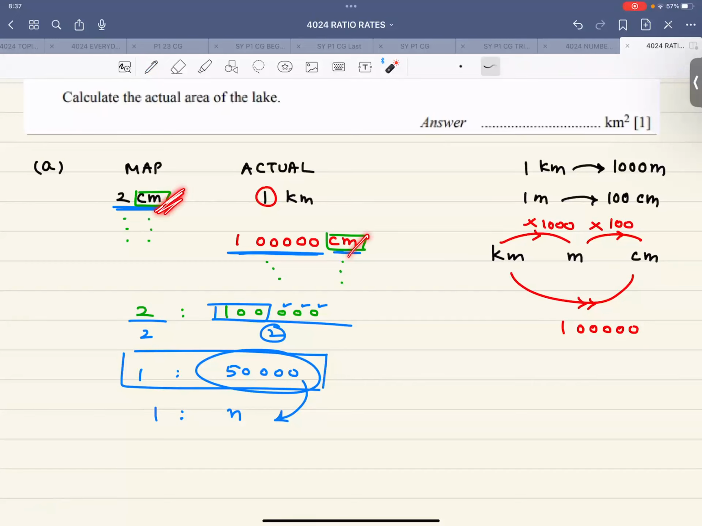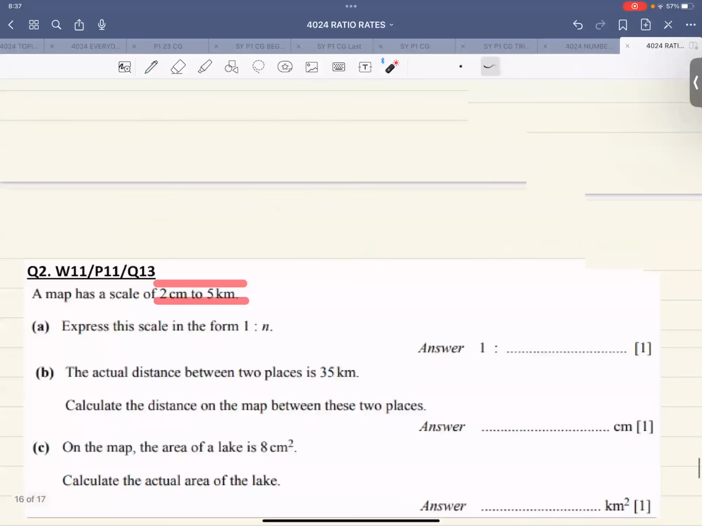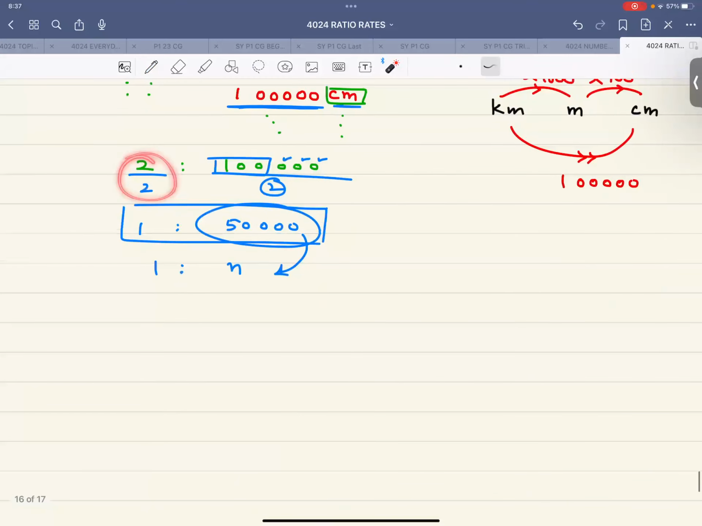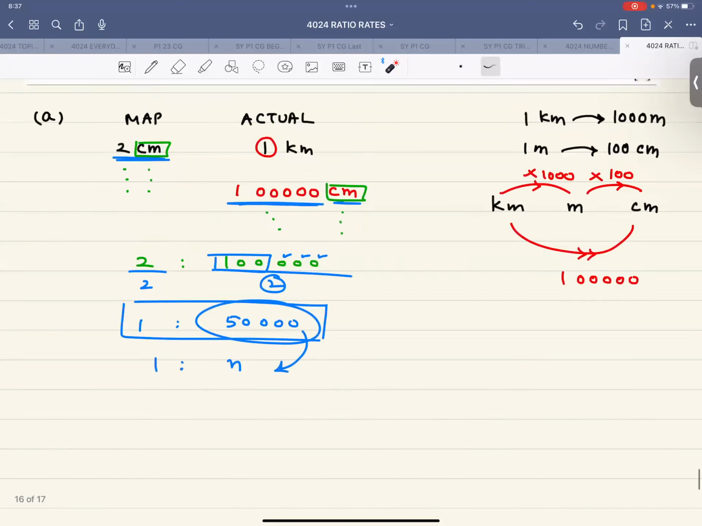Once the units are the same, get rid of the units. So this is 2 is to 100,000. But since they are asking in the form 1 is to n, I divide by 2. This comes out to be 50,000. Therefore, the value of n is 50,000.